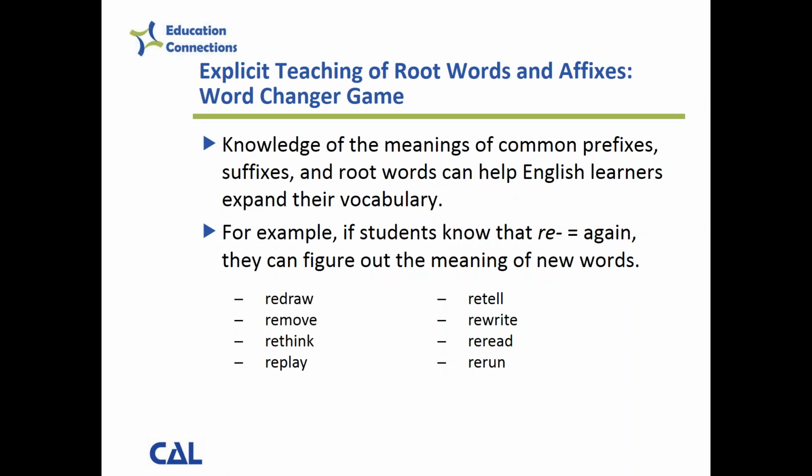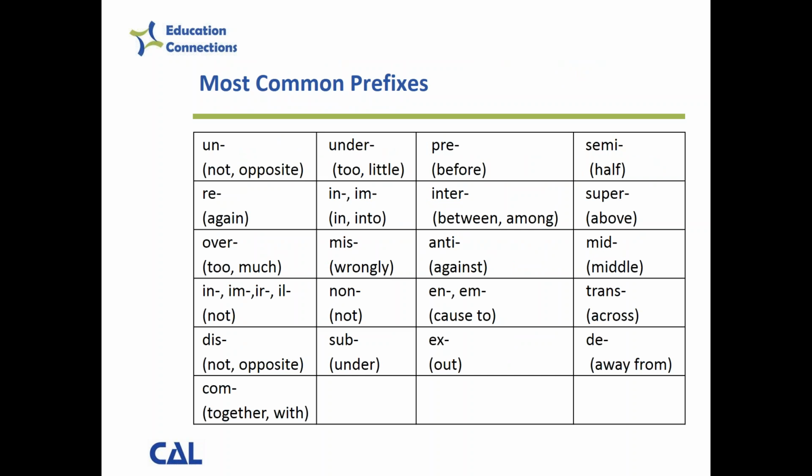So the way this game would work is somewhere in the room, the teacher has posted, and this could even be at the table groups, a list of the most common prefixes. So every time the student sees un, like undo, they know it means not or the opposite. Or if they see pre, it's going to mean before. In addition, the teacher will post, or at the desks, they will have the list of common suffixes.